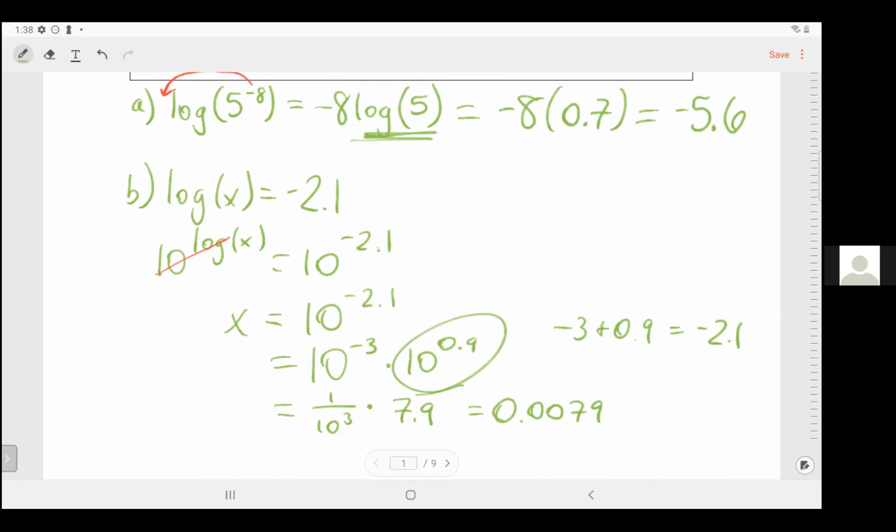The true answer is like 0.00794. Okay, so that looks good. Any questions there?